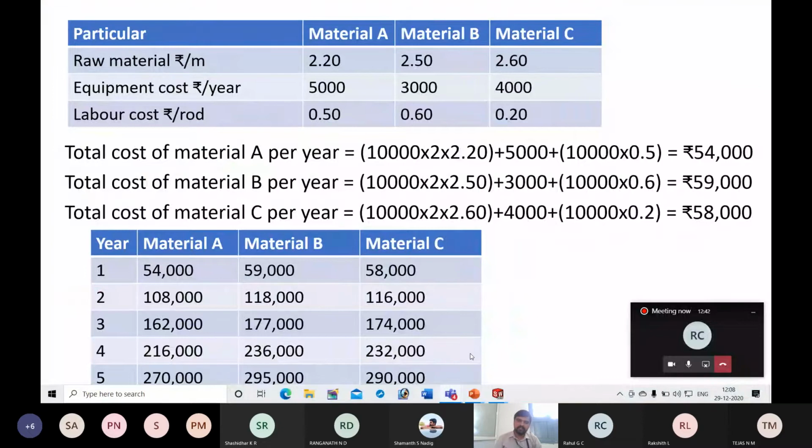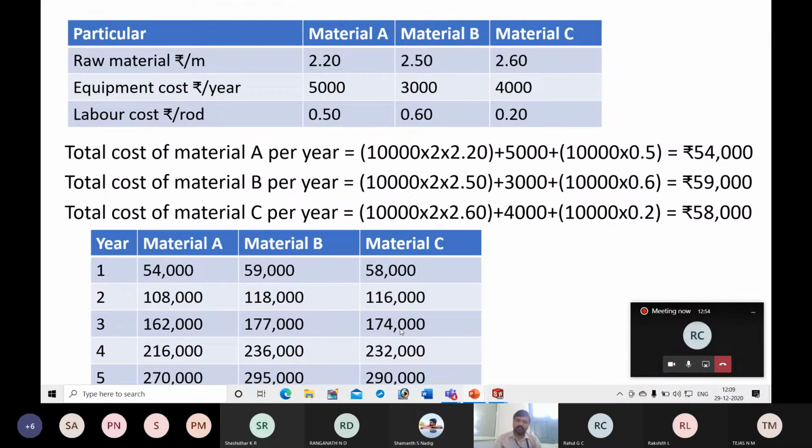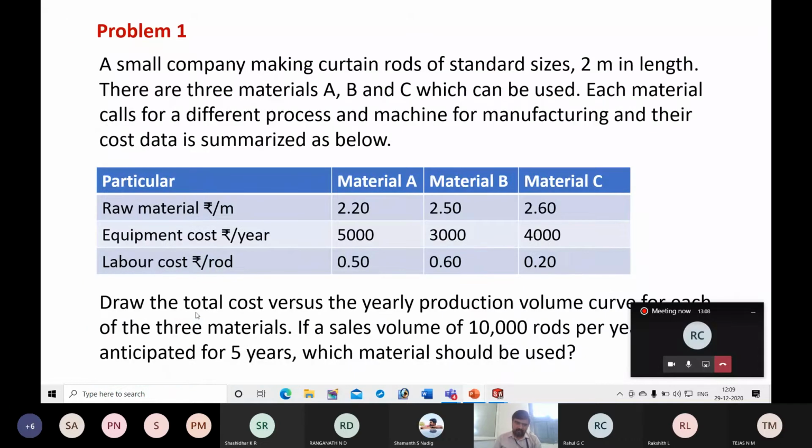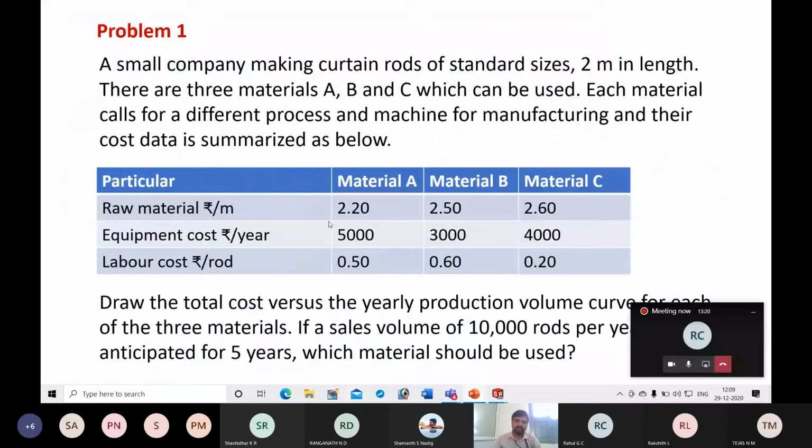Next, in the question, they have asked you to draw the curve of total cost versus yearly production volume. We know the total cost per year. For material A it is 54,000, material B it is 59,000, material C it is 58,000. Since we have to draw a graph of total cost versus yearly production volume, we have to find out the total cost for 2 years, 3 years, 4 years, 5 years, since in the problem it is mentioned that for 5 years you have to draw this.